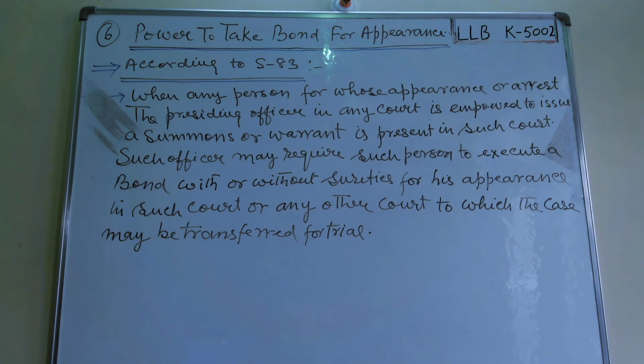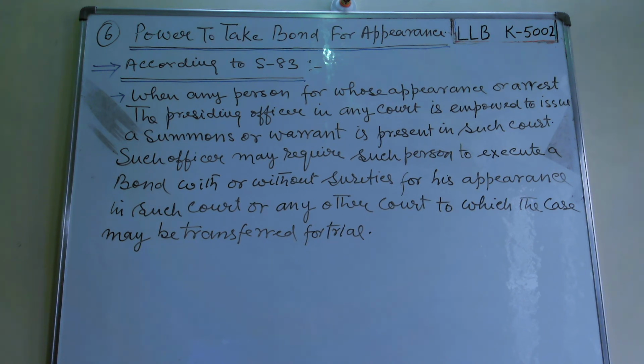Power to take bond for appearance. According to section 83, when any person for whose appearance or arrest the presiding officer in any court is empowered to issue a summons or a warrant is present in such court, such officer may require such person to execute a bond with or without sureties for his appearance in such court or any other court to which the case may be transferred for trial. This is the language of the sixth point.